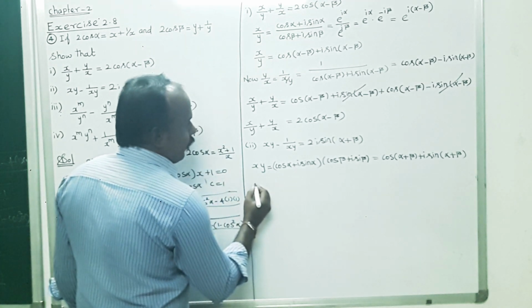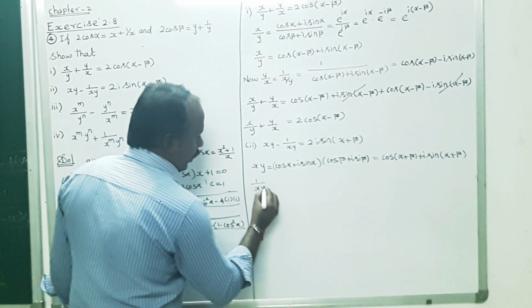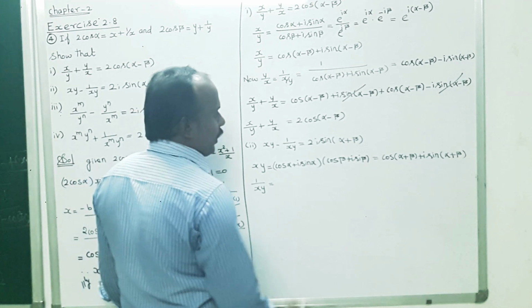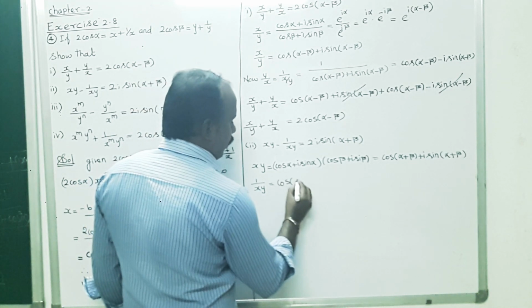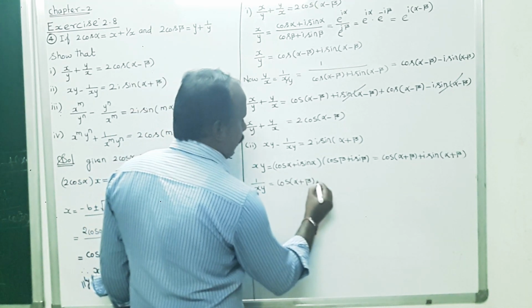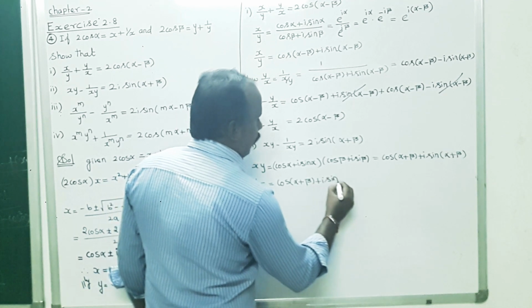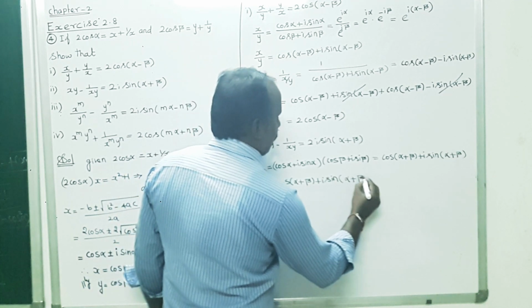So next, to find out the value of 1 by xy. So 1 by xy is equal to cos of alpha plus beta plus i sin of alpha plus beta.